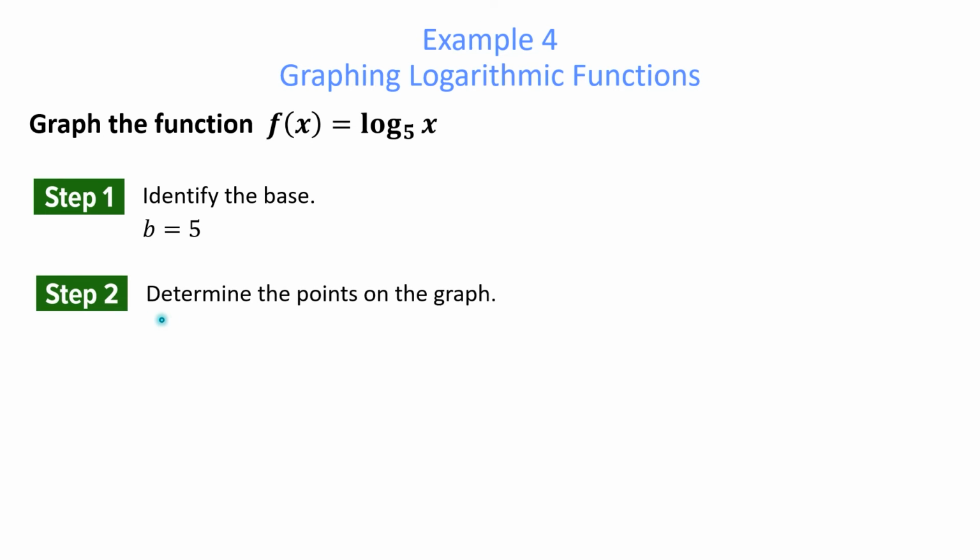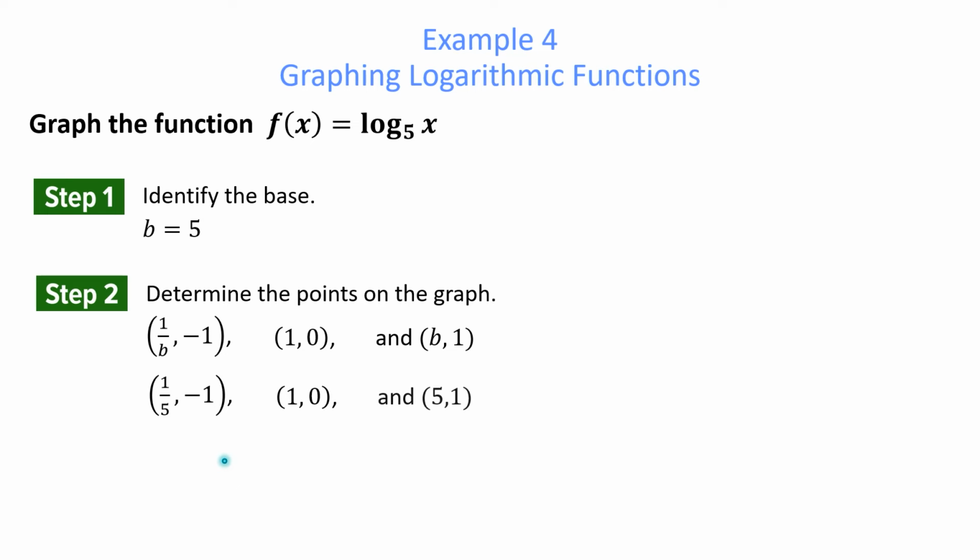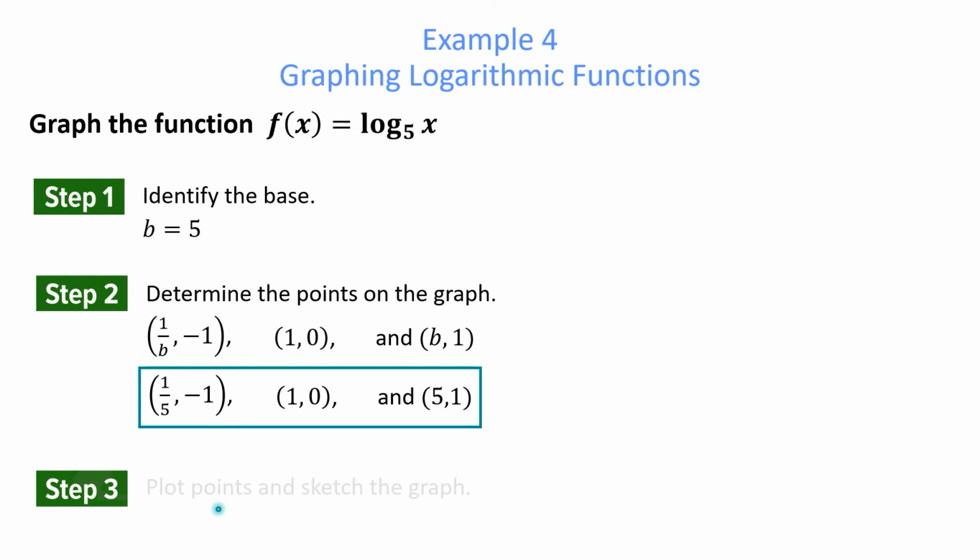For step 2, we want to determine the points on the graph. Now if you recall from the previous slide, the points are the following. And we simply substitute b equals 5 over here and b equals 5 over here to give us the following set of coordinates. So now that we have the points, for step 3, we plot the points and sketch the graph.